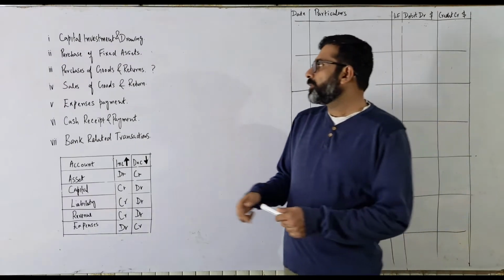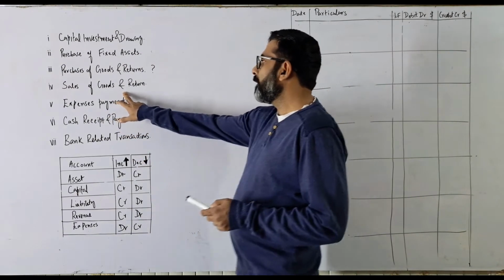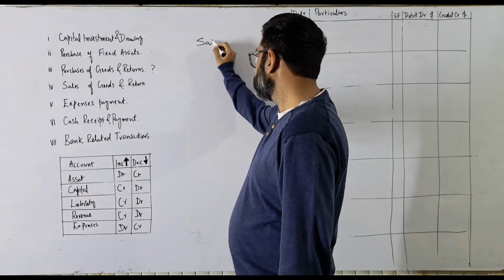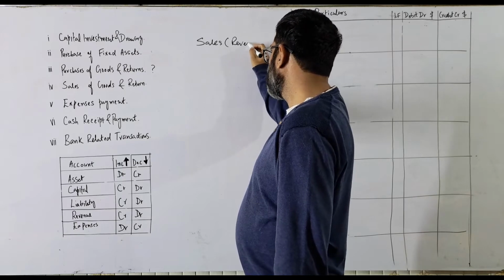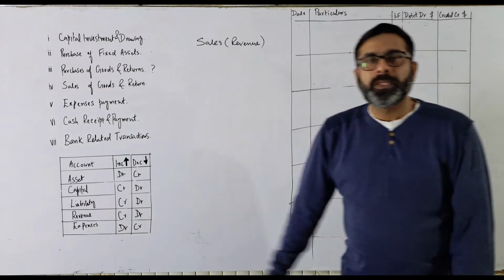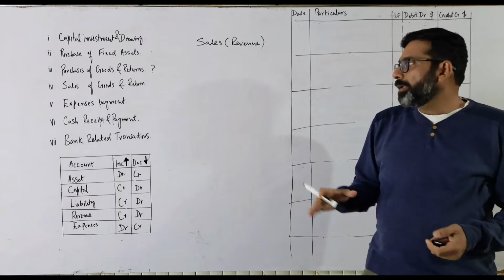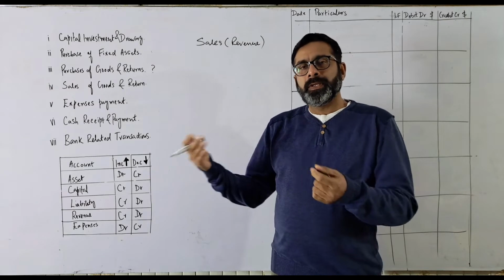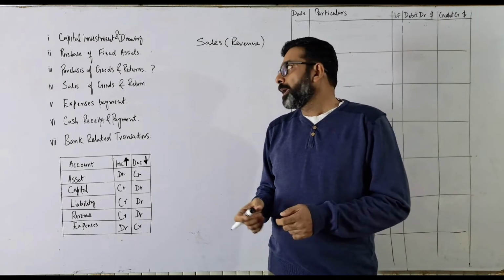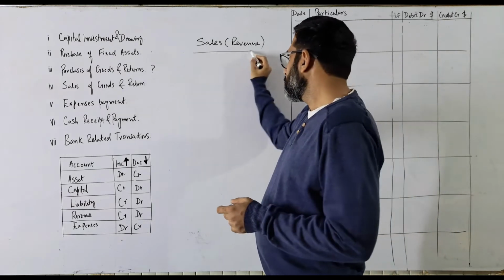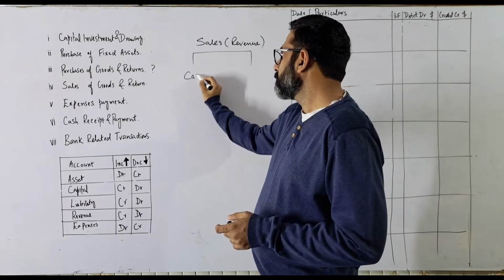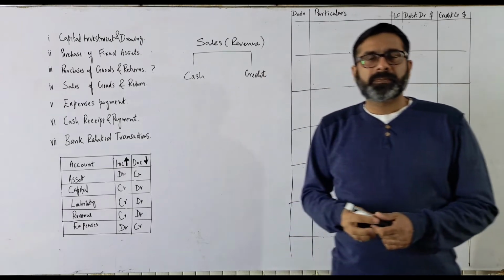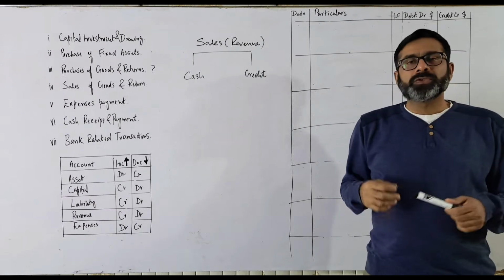The next transaction that we have is related to the sale of the goods and then the return of the goods. The sales mean that is related to the revenue. Now what is the revenue? Basically the goods we have purchased for reselling purposes, you are selling those goods. Now here we have 2 options. The sales can be on the cash basis, or it can be on the credit basis. So if the sale is on the cash basis, what will be the effect?